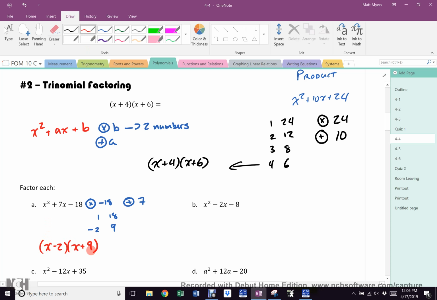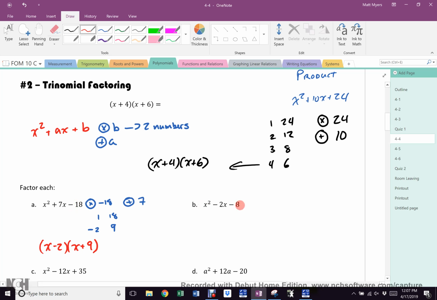Now some of you will say, but Mr. Myers, how do I know? What's 9x minus 2x? Is that 7x? What is negative 2 times 9? Is that negative 18? So we're right. Does everybody understand? And notice how I am not making you draw anymore.